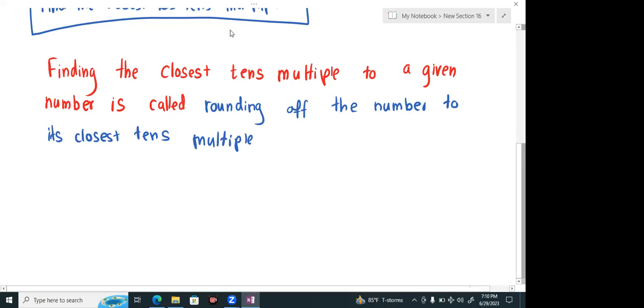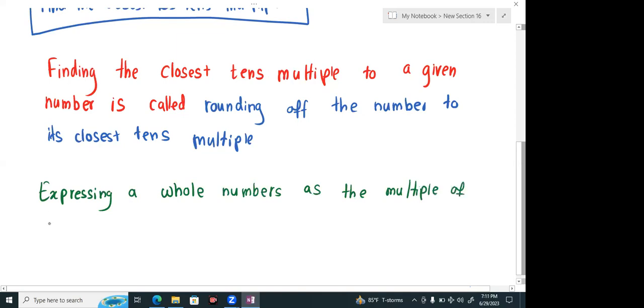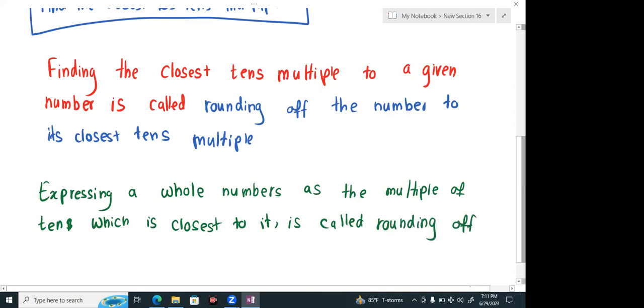There is another way to express this. There is also a way it is written in your textbook, which is also correct. Expressing a whole number as the multiple of 10 which is closest to it is called rounding off to the nearest multiple of 10. Okay.